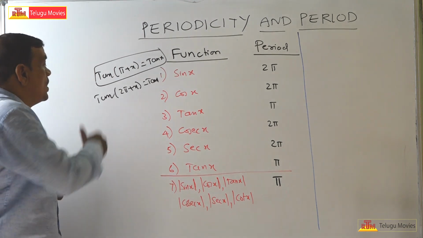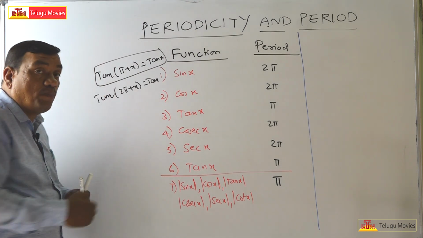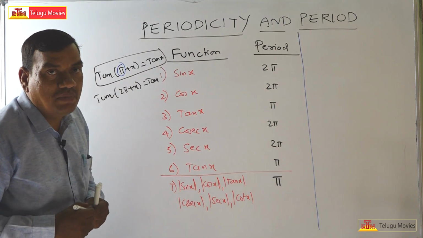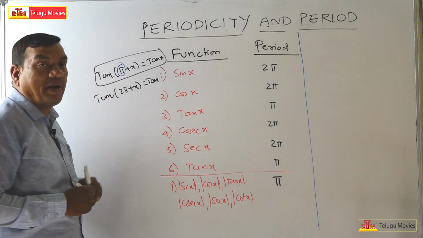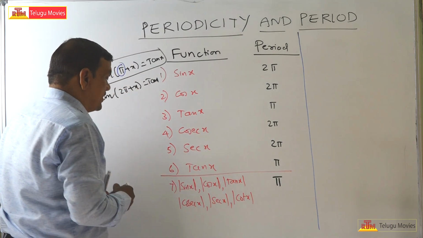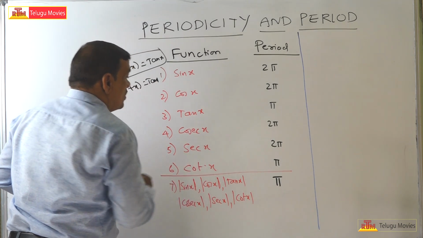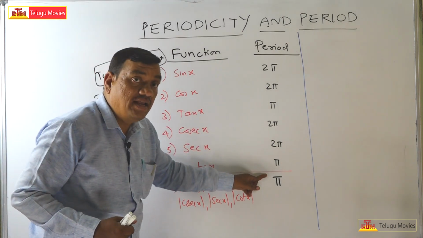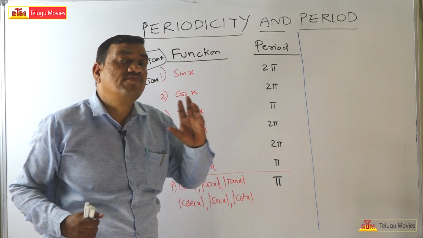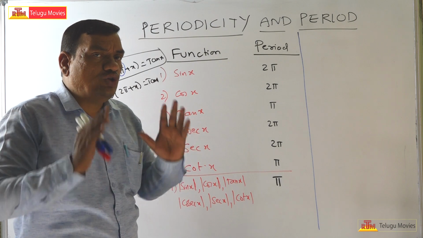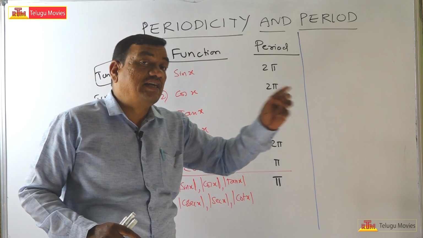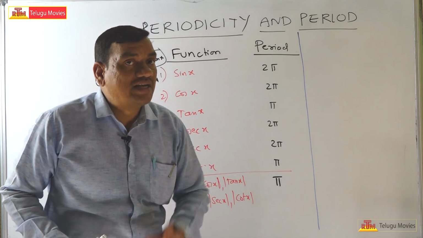So not only pi, but 2 pi, 3 pi, 4 pi and so on. But out of these, which is the least positive real number? The least positive real number is pi. That's why for tan x, and this is cot x, the period is pi. For sin x, cos x, cosecant x, secant x, it is 2 pi. These are very fundamental trigonometric ratios. You should keep them in your mind always. For sin x, cos x, cosecant x, secant x, the period is 2 pi. For only tan x and cot x, it is pi.